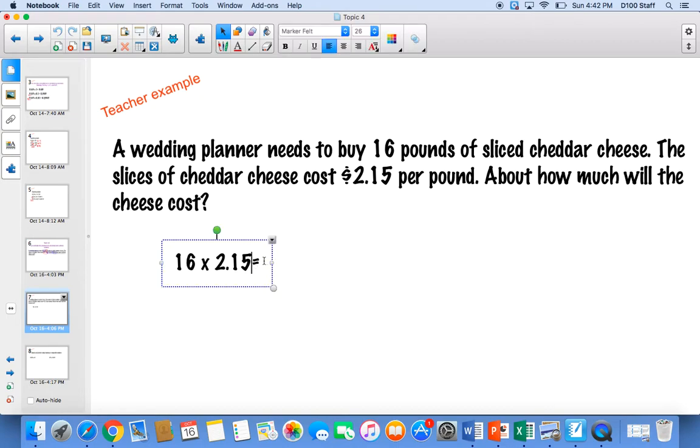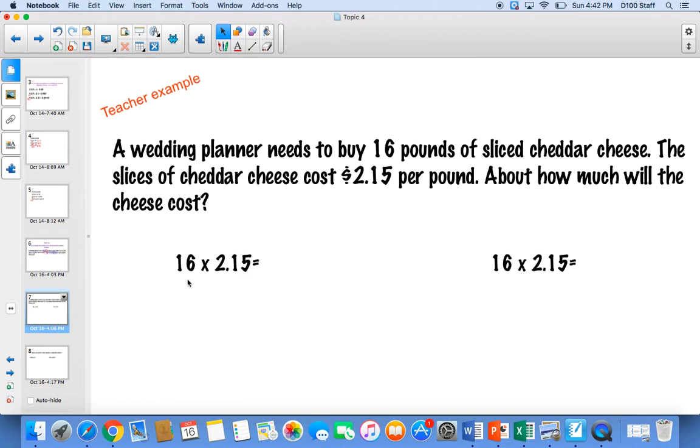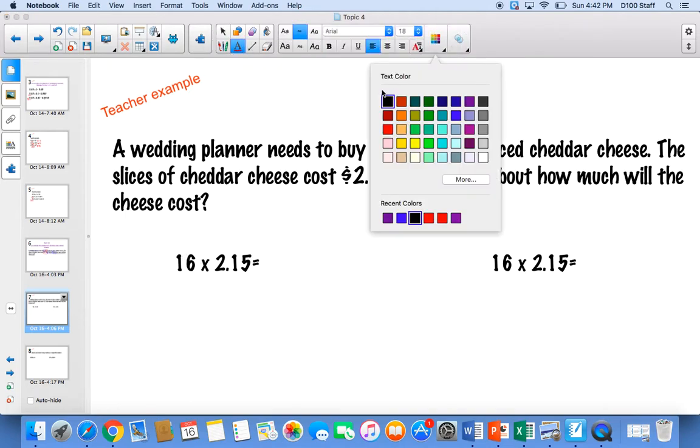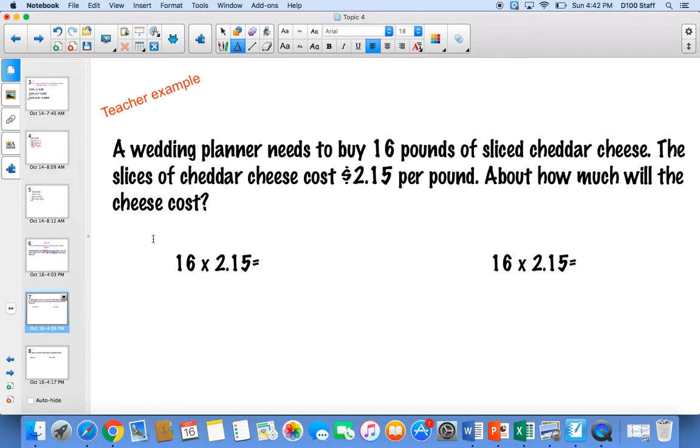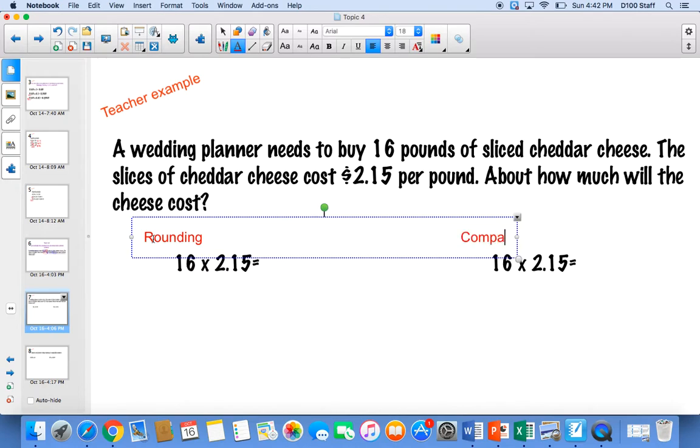So we're going to start with using rounding over here on our left side. So we're just going to label it so we know that this is using rounding. Over here we'll use compatible numbers.